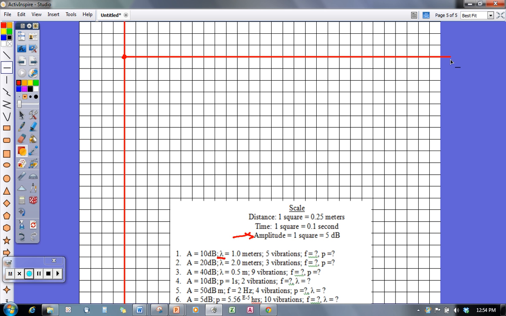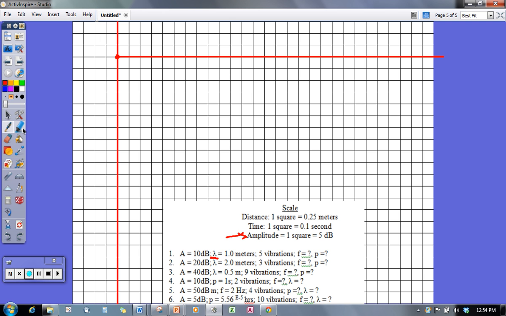We have a wavelength of 1 meter, right? How many squares is that? 4 squares. So, we're going to count across 4 squares. 1, 2, 3, 4. Put a dot. So that's 1 wavelength.